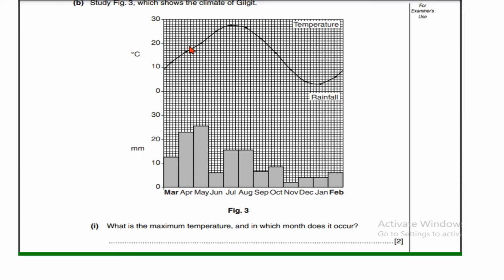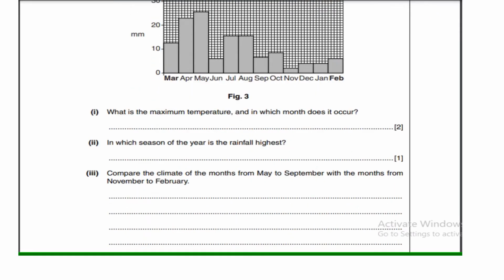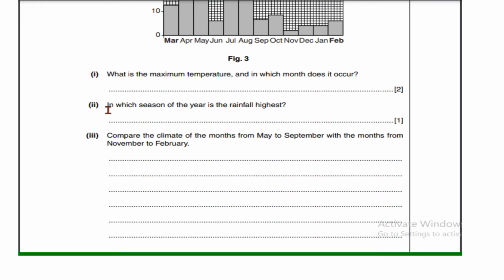So question is maximum temperature and in which month does it occur? So this shows temperature. You have to see where the line goes at the highest place. I guess this is it. So you're going to find out which month is it, and you are going to write how much was the temperature recorded during this month. Please remember, if you forget to write the unit with it, that is degree Celsius, you wouldn't be given any marks for that.